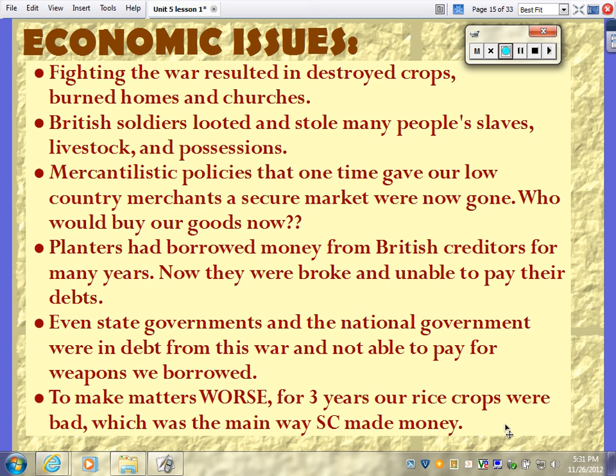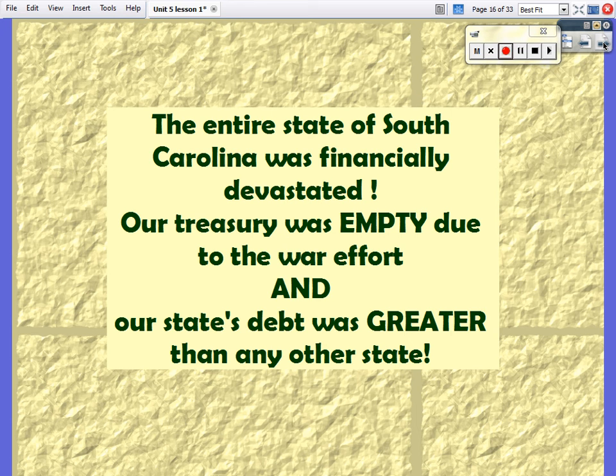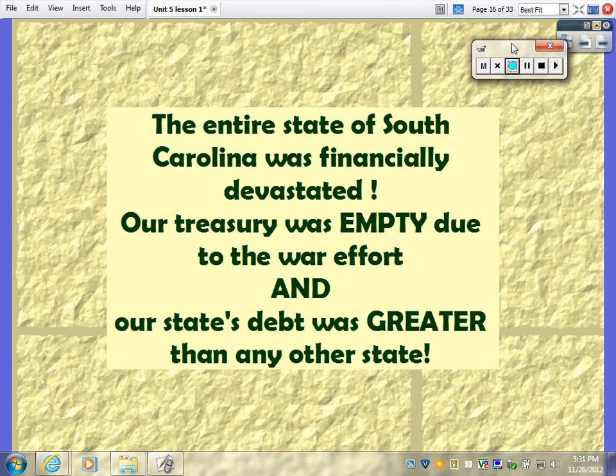Well, to make matters worse, for 3 years after the war, our rice crops were really bad due to weather conditions, which was the main way that South Carolina made money. So if we can't make money with our rice crops, how are we going to pay off all these debts? The entire state of South Carolina was financially devastated. Our treasury was empty due to the war effort, and our state's debt was greater than any other state. And you may wonder, why is that the case? Well, that's because more battles were fought in South Carolina than any other colony.